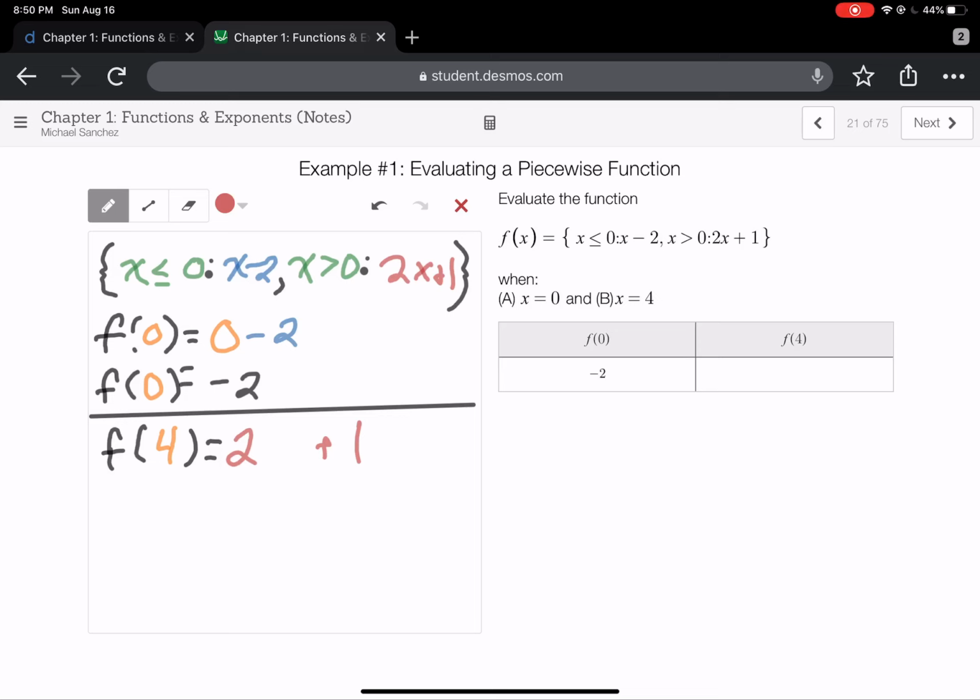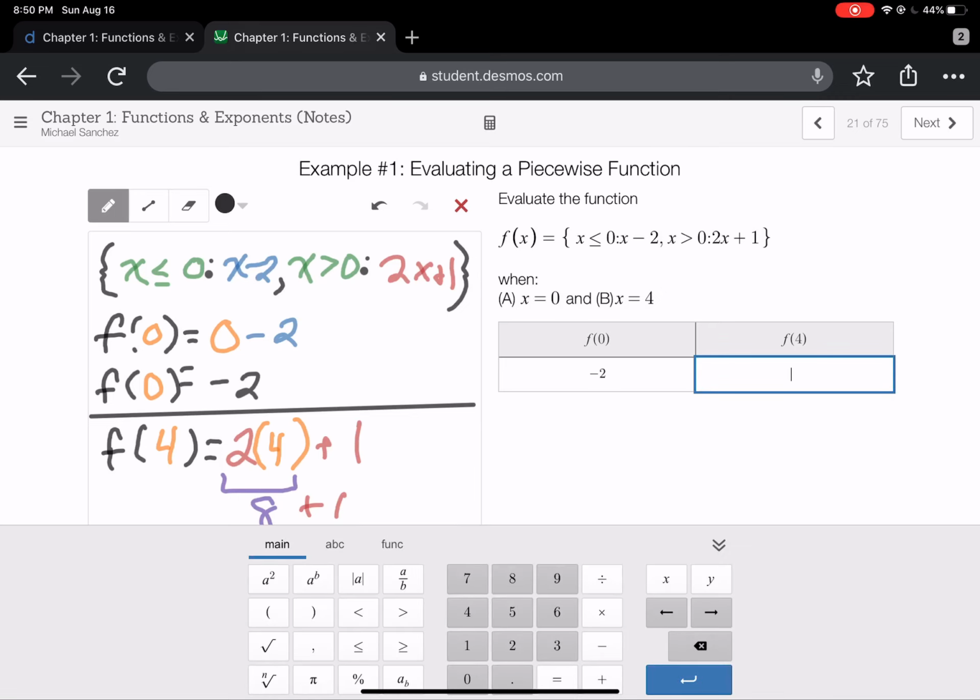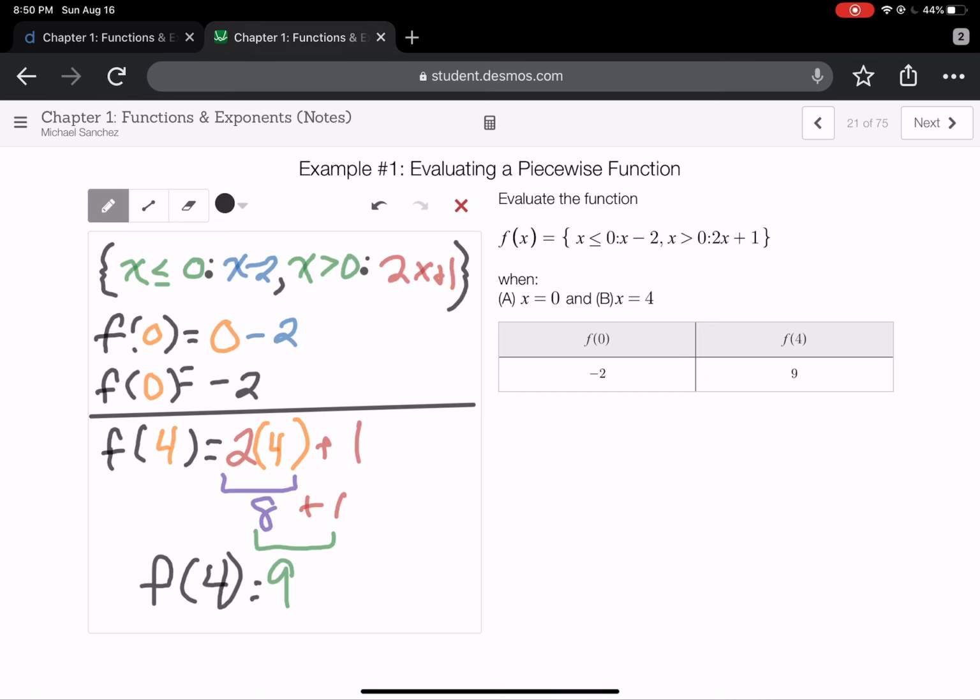Instead of the x, I am going to substitute my 4. So instead of the x, I'm going to put a 4, and then I'm just going to solve it. I'm going to multiply first. Bring down the 1. And then last step here, add these two, and I get 9. So the value of my function when x is 4 is equal to 9. So f of 4 is equal to 9. Okay, and that is how we evaluate a piecewise function.